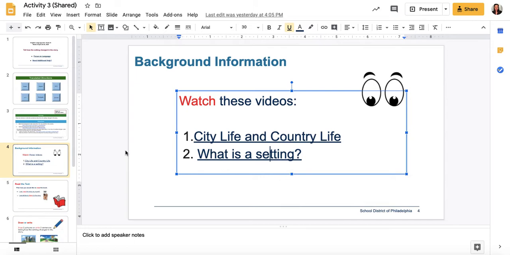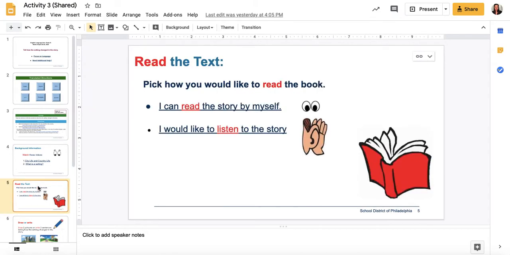All right, so let's go back to our slide here. So that gave us a little bit of background information of what the setting is.